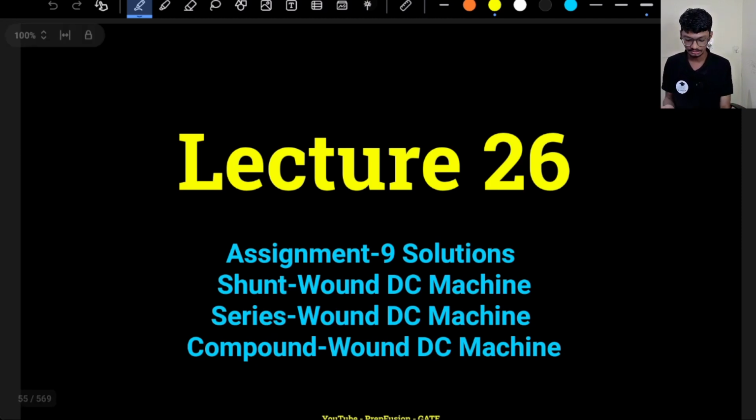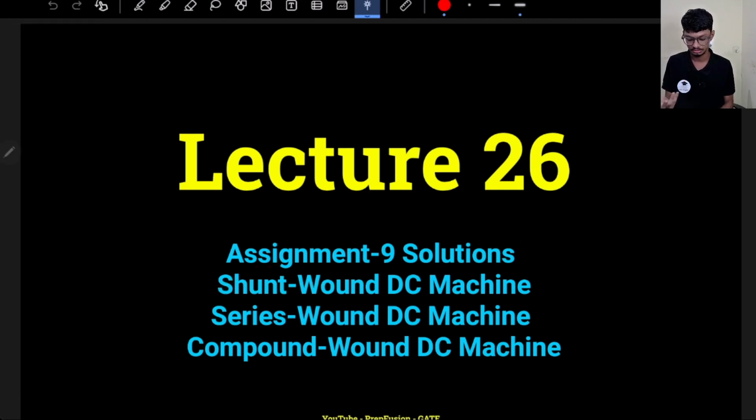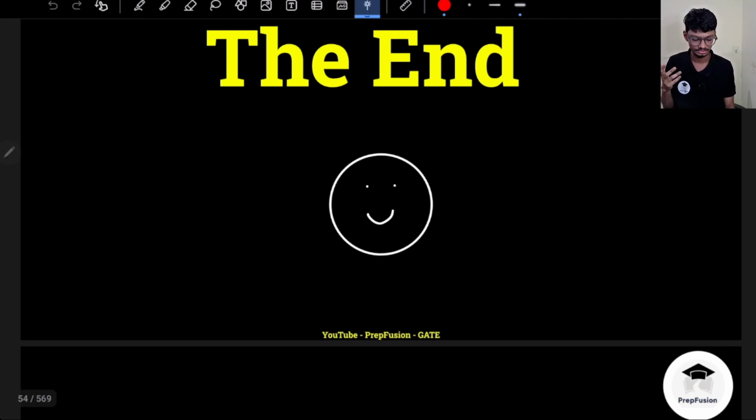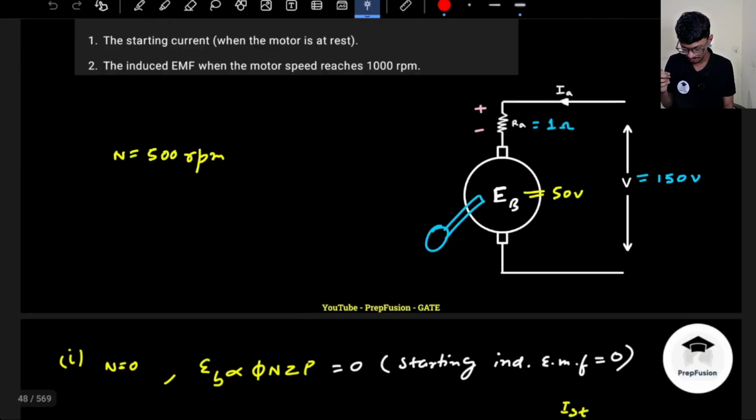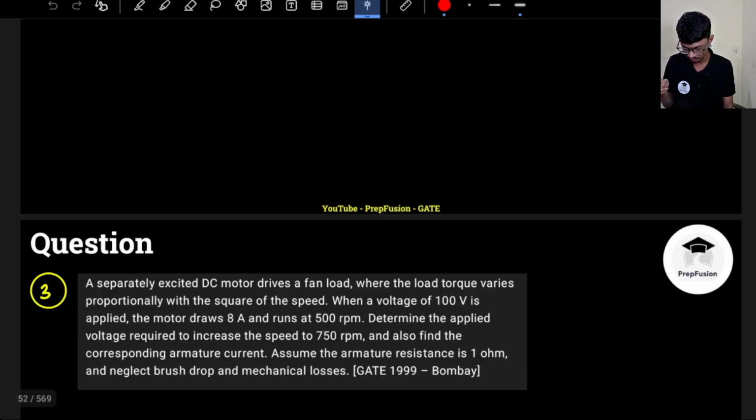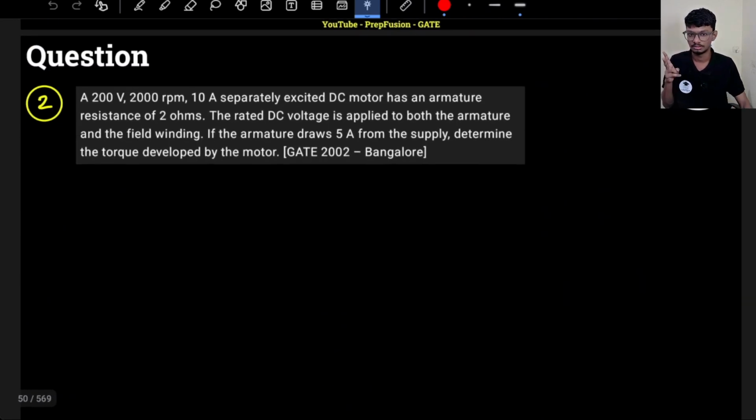So today we will discuss whatever homework questions I gave you, and also we will discuss shunt, series and compound DC machine. All these three types of different machines we will discuss. Okay. So let's start with these two questions which I gave you as homework. This one was the first question that I gave you as homework. So let's solve this question.